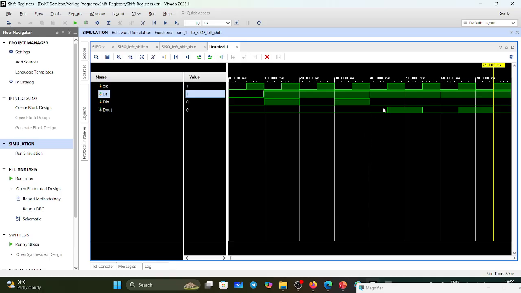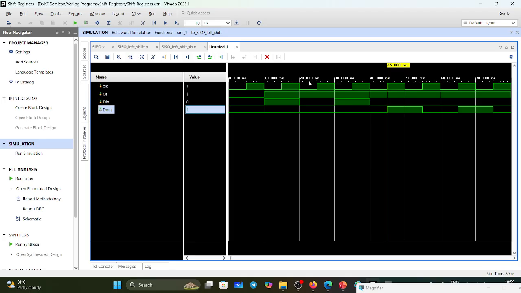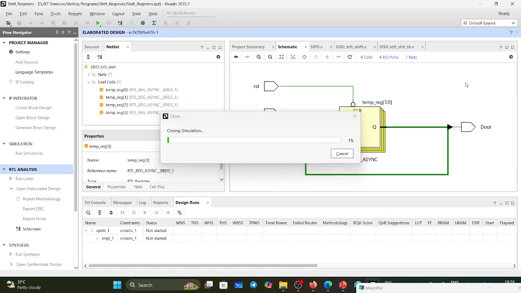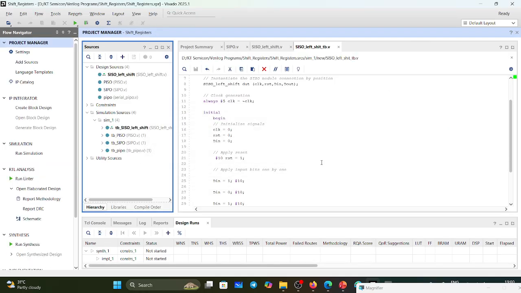Till 40, that is 10, 20, 30, 40, loading operation. From 10 to 40 the loading operation means serial shift is happening, and from 40 to 70 the shifting operation is happening. So have you understood this SISO left shift? Any doubts or queries? No. Okay, this is nothing but SISO.